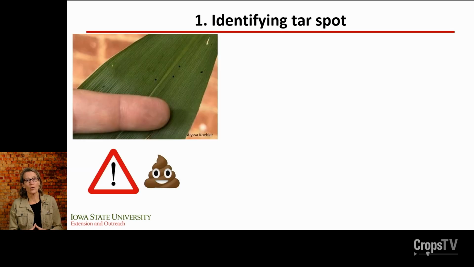We need to be careful because tar spot, particularly early on in the growing season, can be mistaken for bug poop. And so this slide here shows a picture of bug poop. Those black spots on the leaf are bug poop. If you were to take a cloth or your thumb and just wipe, or your fingernail and scratch those spots, you would be able to remove them. With tar spot, you can't do that.